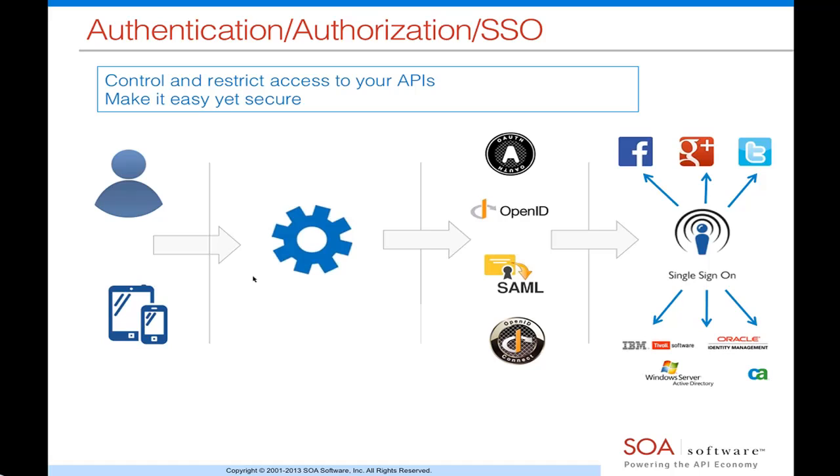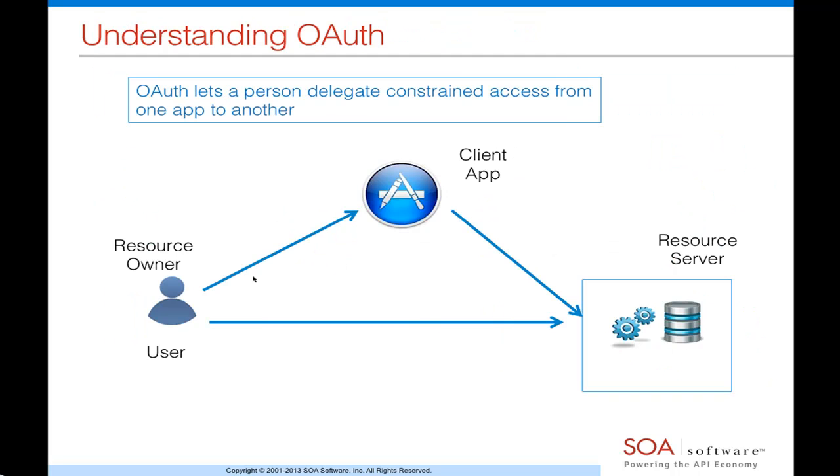Let's look a little bit more at OAuth, because OAuth is the most popular mechanism for authentication and authorization. And if you look at OAuth, why it is so popular for APIs is because OAuth lets a person, like the user, delegate constrained access from one app to another. So what does that mean? In this case, if you look at the user or the resource owner who has a resource on the right over here in the resource server. So this may be, for instance, Facebook. The user is a user who has an account with Facebook.